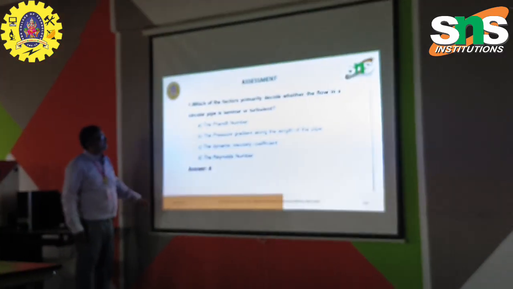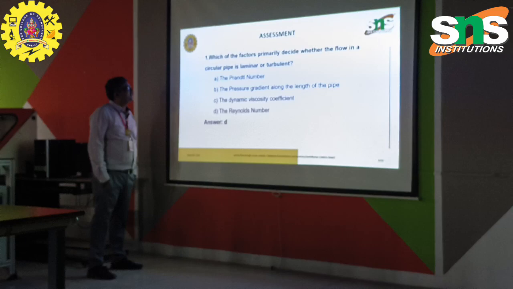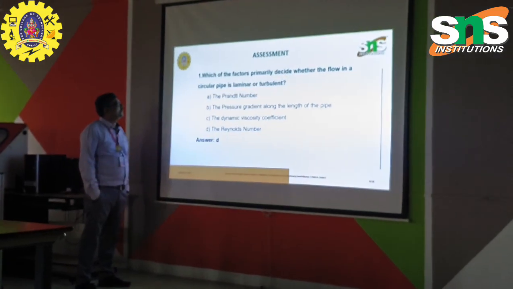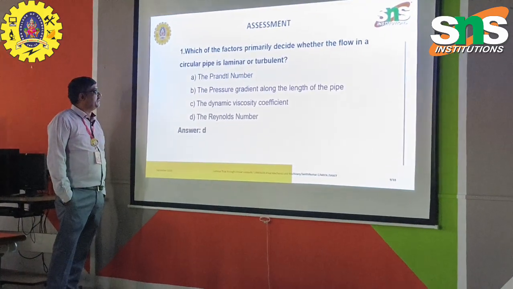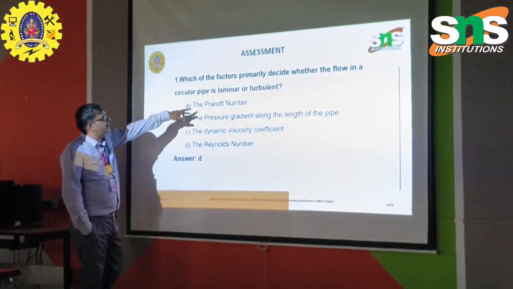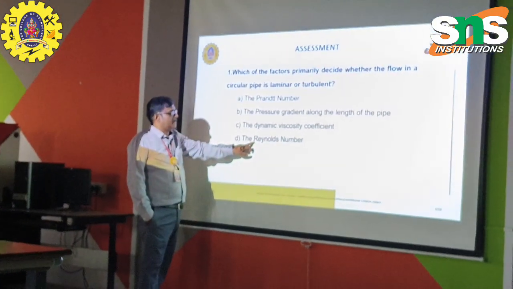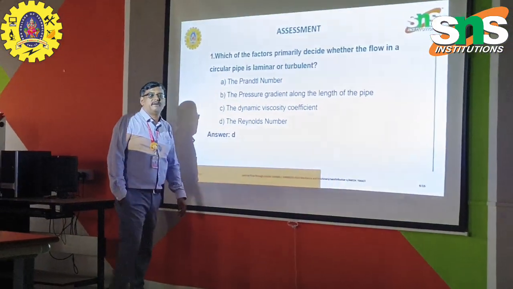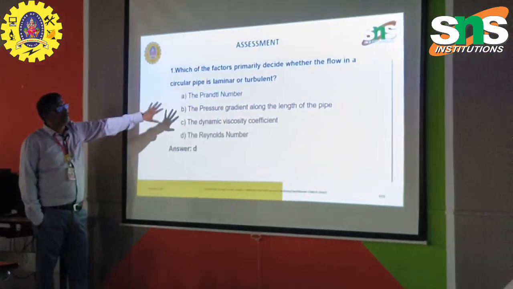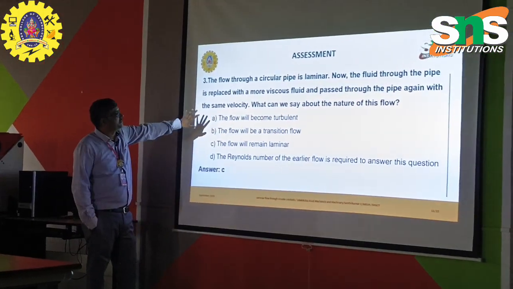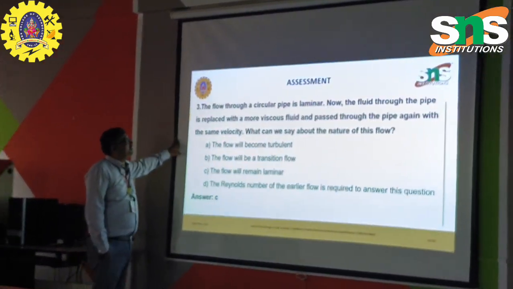So let me see the assessment in this laminar and turbulent flow. Which of the following factors primarily decides whether the flow in a circular pipe is laminar or turbulent? So which number decides? Already we know that Prandtl number no, pressure gradient no, dynamic viscosity no, Reynolds number. Reynolds number is the parameter or number which decides whether the flow is laminar or turbulent. This is the repeated question asked in end semester also. Just remember it.